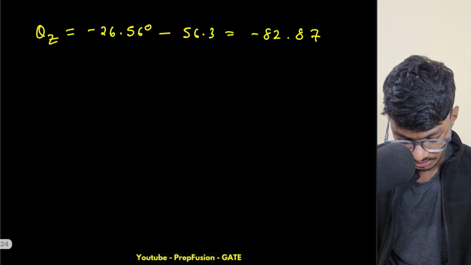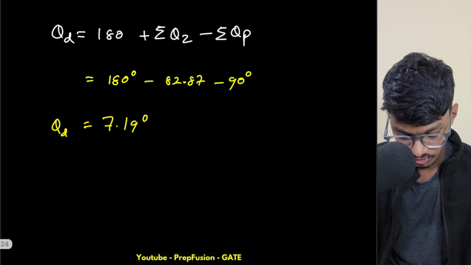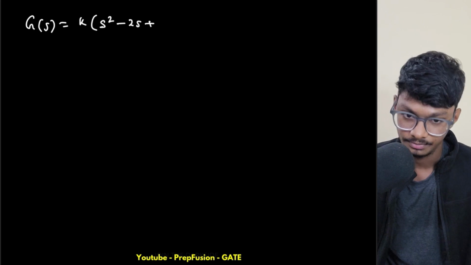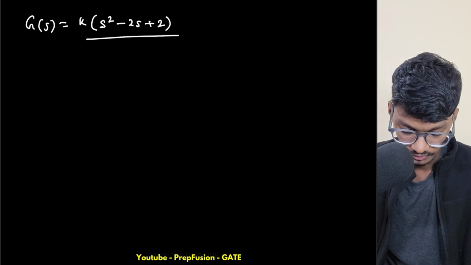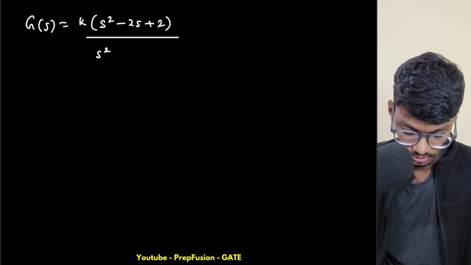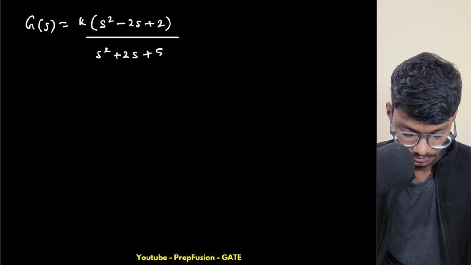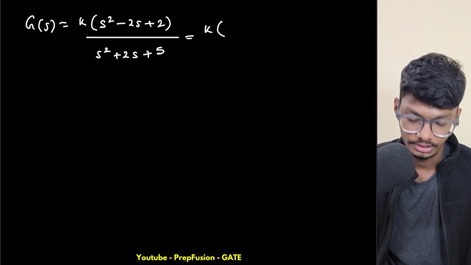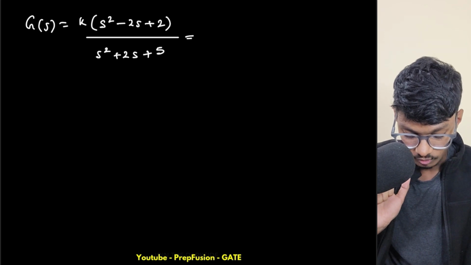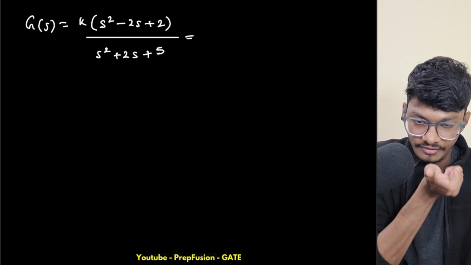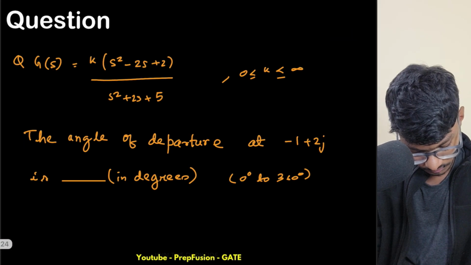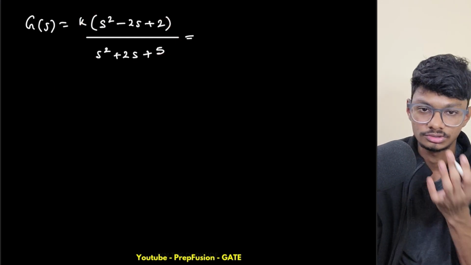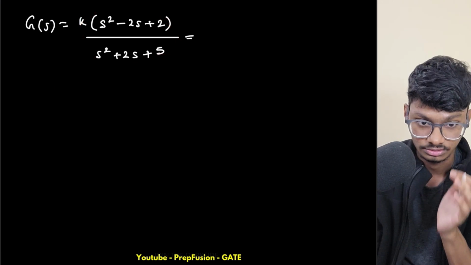My G of s is K into s square minus 2s plus 2 divided by s square plus 2s plus 5. This is my OLTF, right? Now if I put s equals to minus 1 plus j2, that should satisfy my angle condition because that is lying on the root locus. So that is what we'll do.